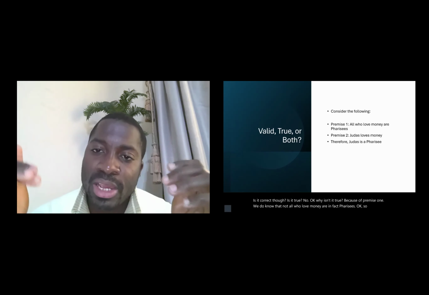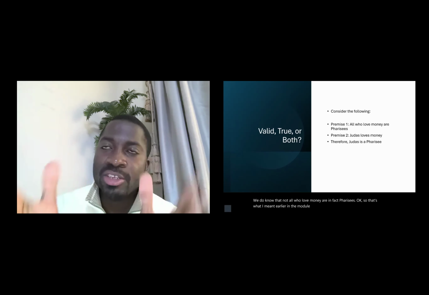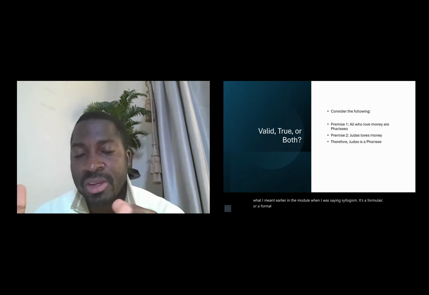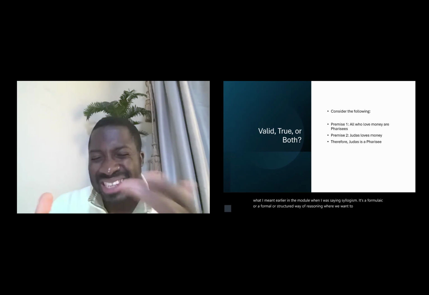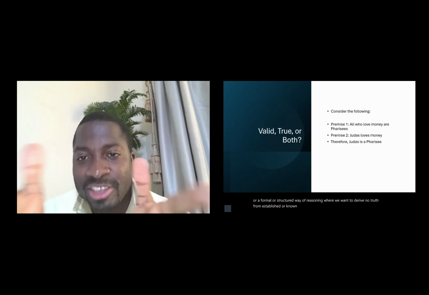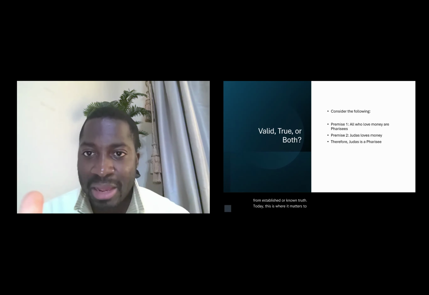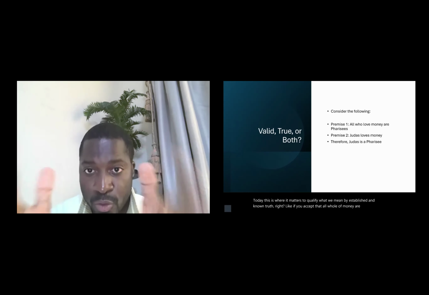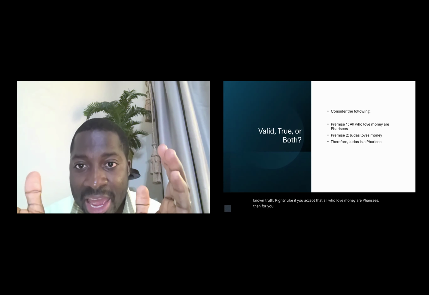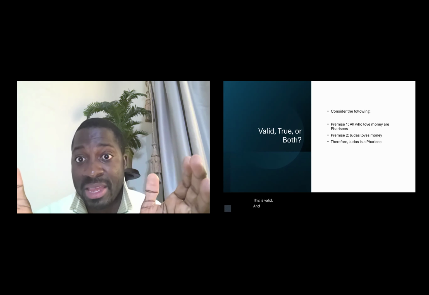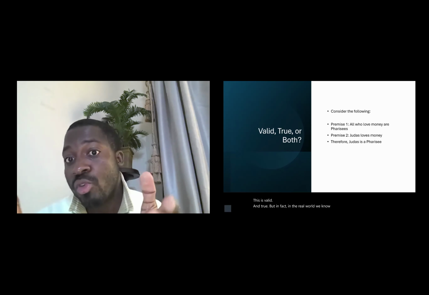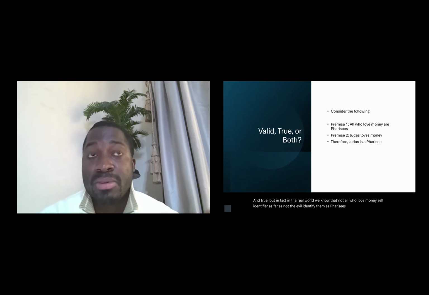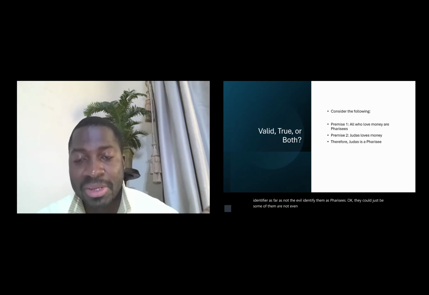Okay, so that's what I meant earlier in the module when I was saying syllogism. It's a formulaic or a formal or structured way of reasoning where we want to derive new truth from established or known truth. So this is where it matters to qualify what we mean by established and known truth, right? Like if you accept that all who love money are Pharisees, then for you, this is valid and true. But in fact, in the real world, we know that not all who love money self-identify as Pharisees. Nor do we even identify them as Pharisees. Okay, they could just be. Some of them are not even religious altogether that love money. You see what I mean here?